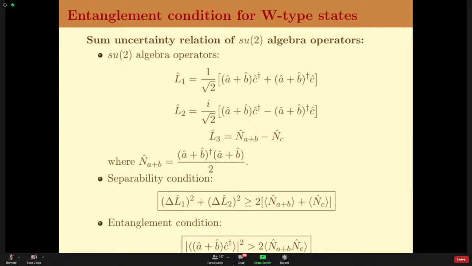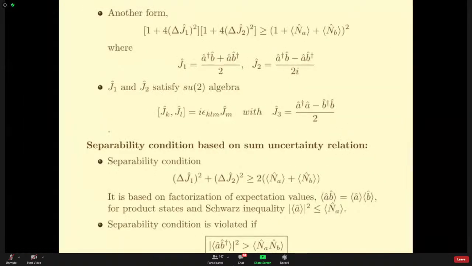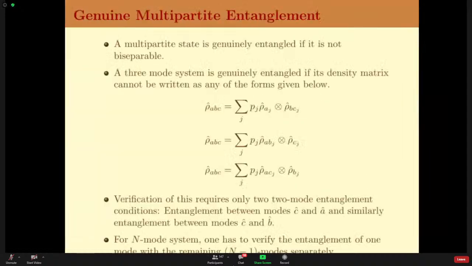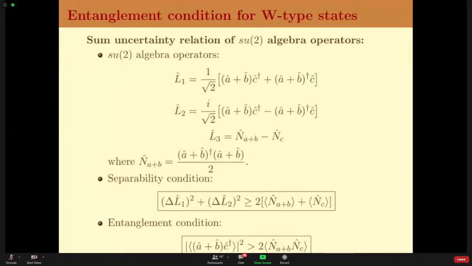So we consider the operators L1, L2, and L3, and these three operators satisfy SU2 algebra. We derive the sum of the uncertainties of L1 and L2, and we found a lower bound for separable states. So this is a separability condition. To get this result, we used the facts shown here. For a separable state, the expectation value of a product of operators can be factorized, and this gives the inequality. So here the separability condition means the state is fully separable.